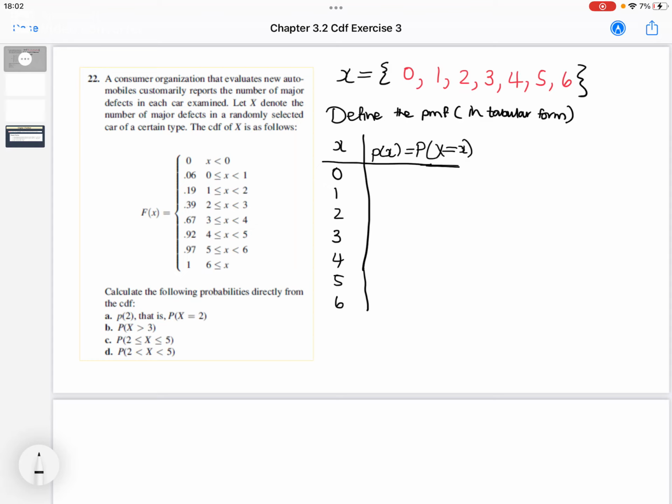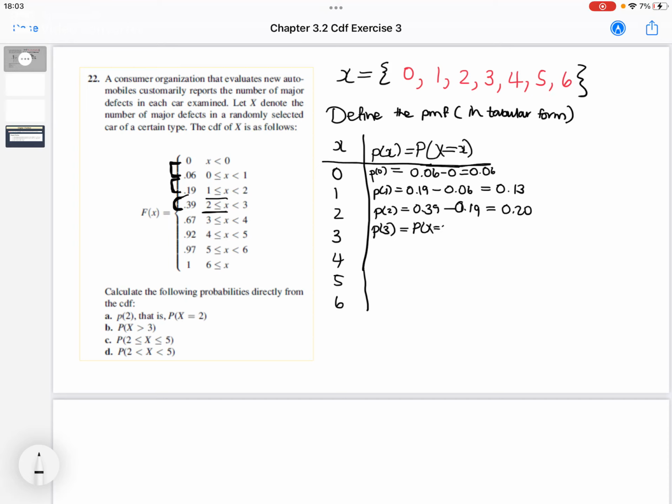Using our CDF, can we get our PMF? Yes, we can. The probability that x is equal to 0, P0, is equal to the difference between these two: 0.06 minus 0, which is equal to 0.06. The probability that x is equal to 1 is the jump there: 0.19 minus 0.06, which is equal to 0.13, right? Then the probability that x is equal to 2 is the jump there: 0.39 minus 0.19. That probability is equal to 0.2.